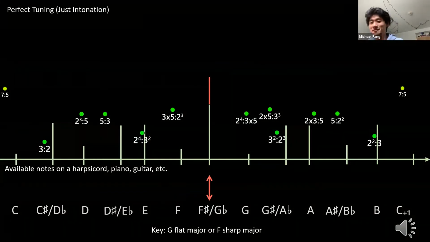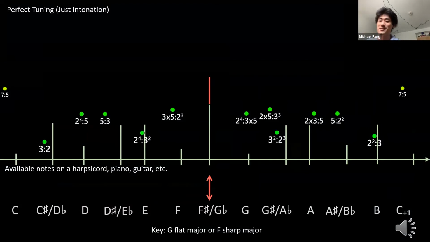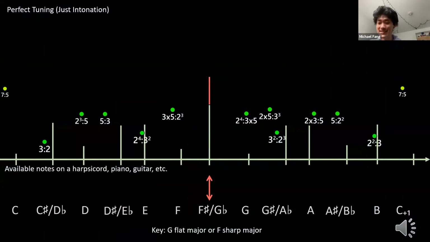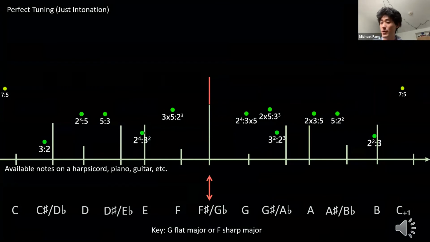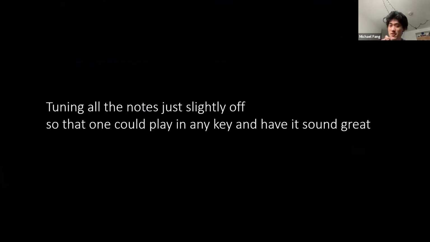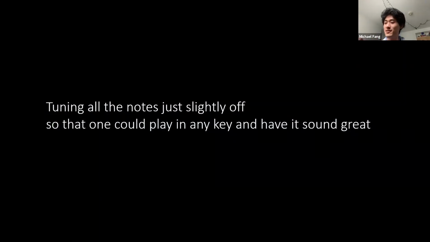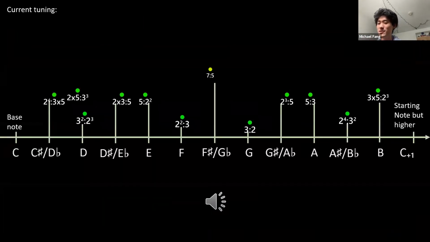So instead of the mess we just heard, we want a song to play in any key and have it sound nice, and ideally sound the same as before. So the way to do it is to tune everything slightly off in a very specific way, namely to make all the pitches the same distance to each other, so that one could play in any key and have it sound great. So this is the reason that we came to use the 12-tone equal temperament.